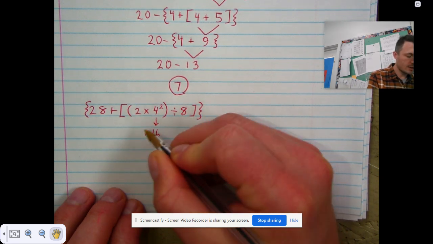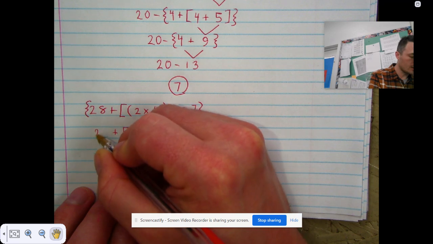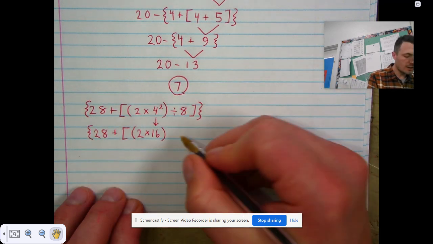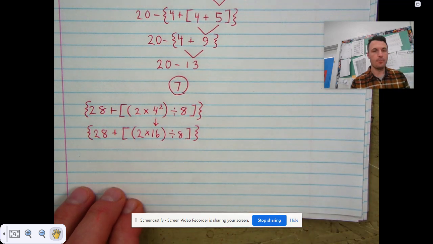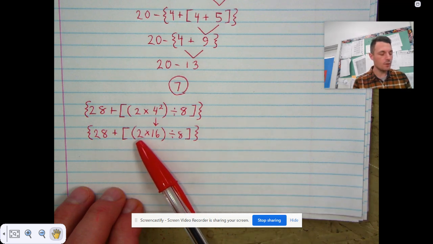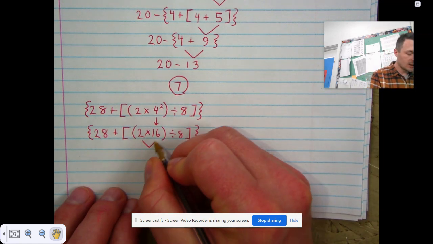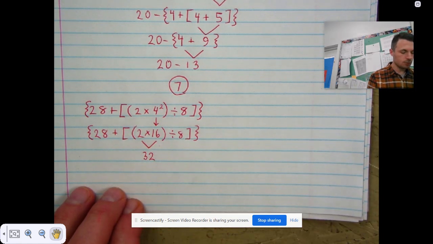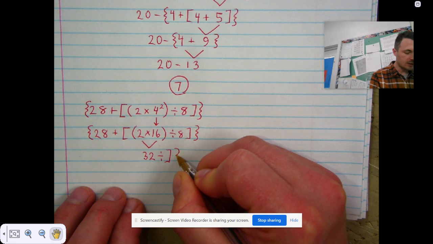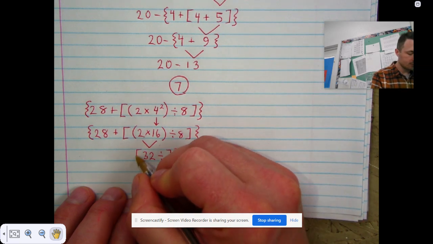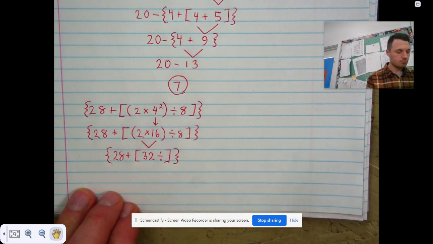And then we bring the rest of the problem down around what we just solved. We just bring it down exactly the way it is. You just have to be careful not to accidentally change anything as you're bringing it down. Okay, now I still have to finish solving what's in regular parentheses. So what's 2 times 16? 2 times 16 is 32. Now I bring the rest of the problem that I haven't solved yet down around what I just did solve. See how it looks really complicated at first, but it quickly gets simpler and simpler?